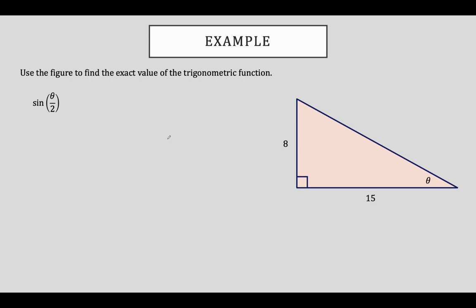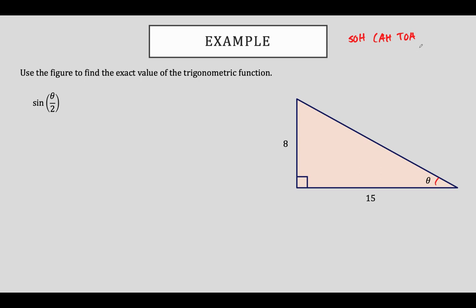It says, use the figure to find the exact value of the trigonometric function. All right, and we're given a right triangle. And again, don't forget, whenever you see right triangles, think of your right triangle trigonometry. So, SOH CAH TOA. Sine is opposite over hypotenuse, cosine is adjacent over hypotenuse, tangent is opposite over adjacent.